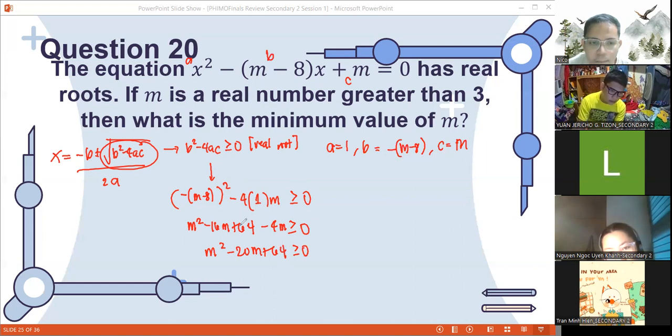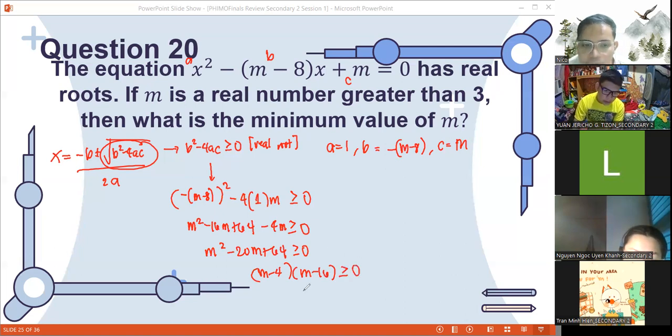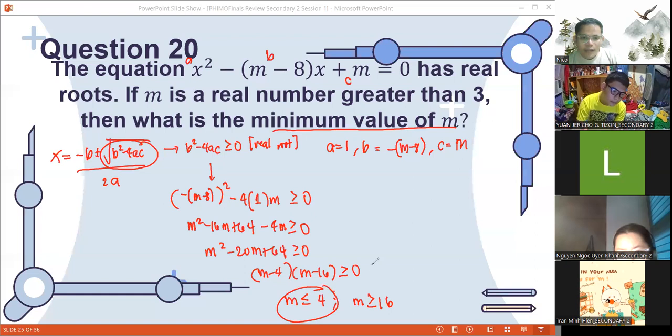64 is 4 times 16. 4 plus 16 is 20. So this is (M minus 4)(M minus 16) greater than or equal to 0. So M here is less than or equal to 4 or M is greater than or equal to 16, right? Take note, M is a real number greater than 3. What is the minimum value of M? We should get the minimum, right? So we use this value, M is equal to 4.